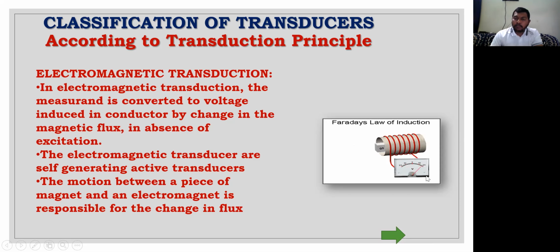So accordingly, you are able to see that the EMF is induced in this coil. This is the concept of the electromagnetic type of transducers, right? The principle is that whenever there is a change in magnetic flux associated with a coil, an EMF is induced in that particular coil. So we can convert this displacement, this change in magnetic flux, into the form of, say, voltage or EMF. This is the electromagnetic induction principle.